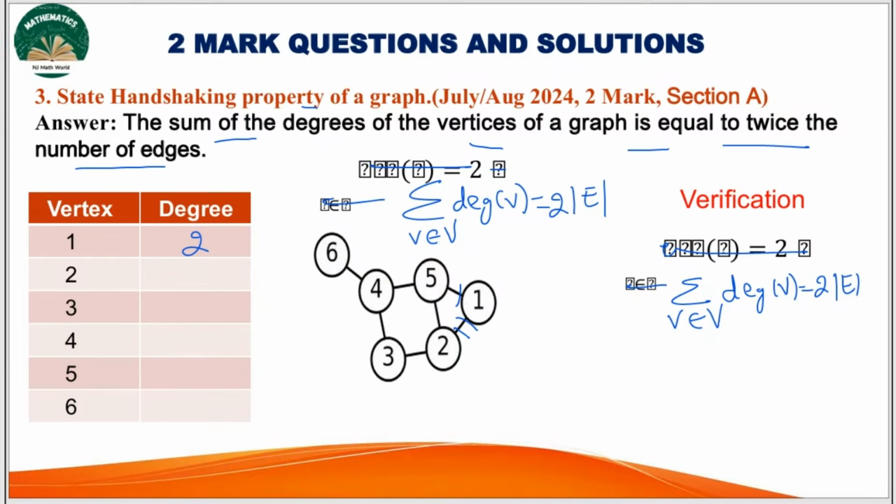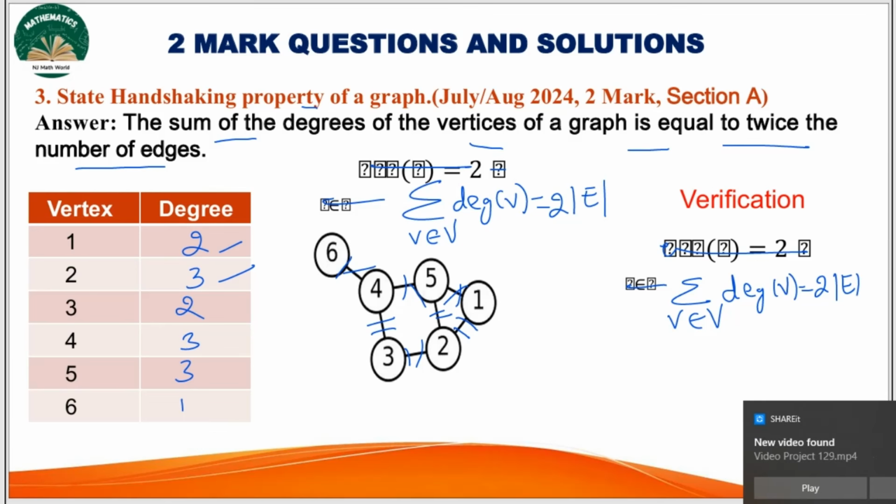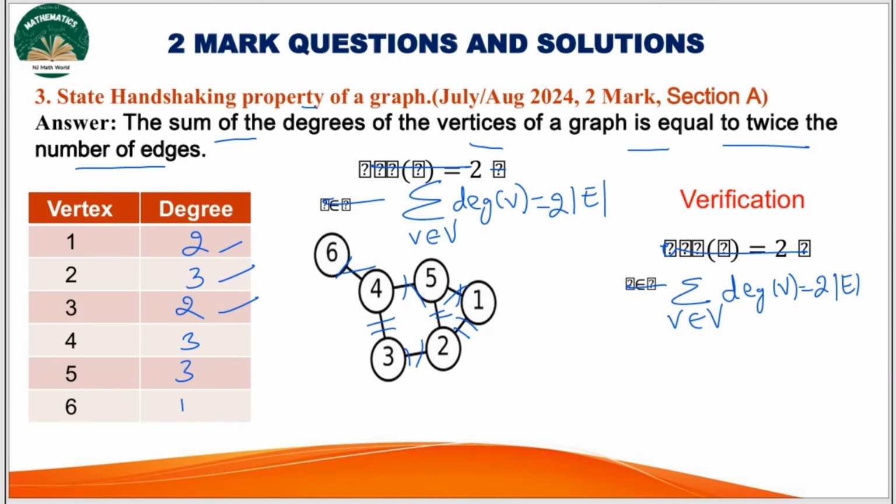Then for 2 it is 1, 2, 3, it is 3. Then for 3 it is 1 and 2, so it is 2. Then for 4 it is 1, 2, 3, it is 3. Then for 5 it is 1, 2, 3, 3. Then for 6 it is only 1. So if you add this, it will be 2, 5, 7, 10, 13, 14.